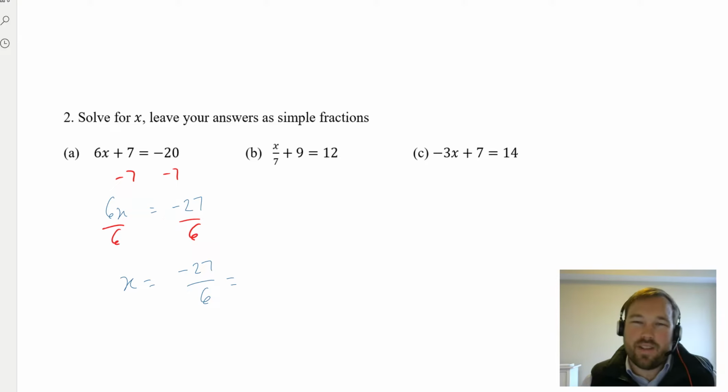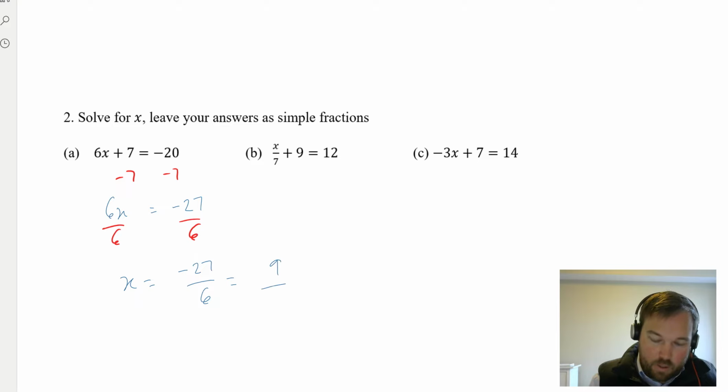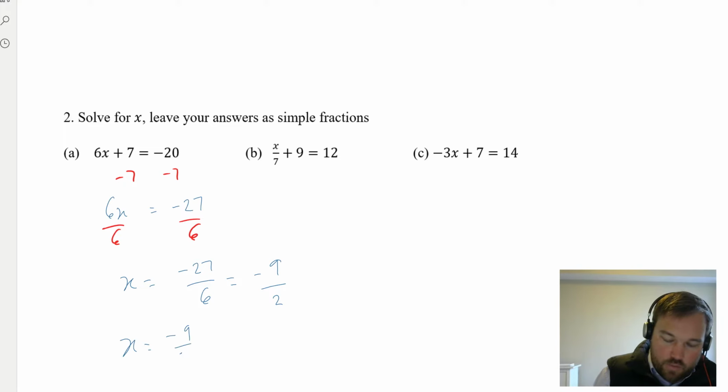Now, we want to write this as simple as possible. The number that can go into both top and bottom here is 3. So if we divide the top by 3, we get 9. If we divide the bottom by 3, we get 2. The negative stays there. You could go on and write it as -4.5, but x equals -9 on 2 is just fine.